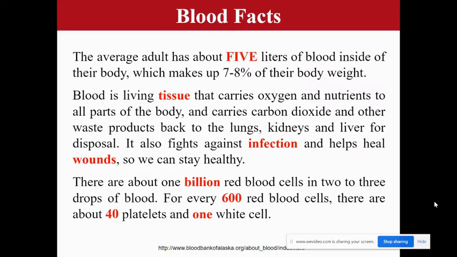So then there are about 1 billion red blood cells in 2 or 3 drops of blood. And then for every 600 red blood cells, there are about 40 platelets, which are those clotting factors. And then there's 1 white cell. Okay, so there's a lot more red blood cells, but again, when we get sick or get an infection, our body goes into overdrive and starts making a lot of white blood cells so that we can fight that infection.